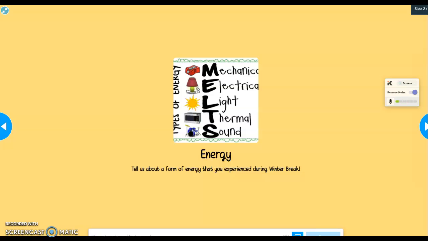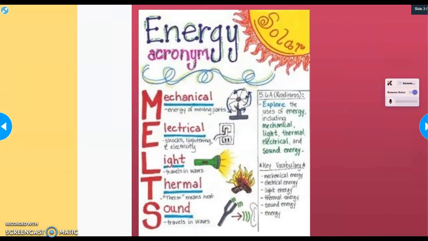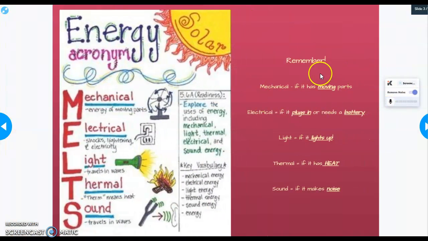Maybe they looked at Christmas lights or baked cookies or did something else. Just have them share about something they did over winter break, and maybe it was playing their video games, and they have to identify all the forms of energy that were used. Then here's just like a review piece, some keywords to point out to them.